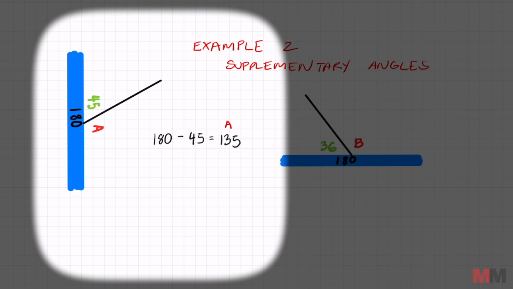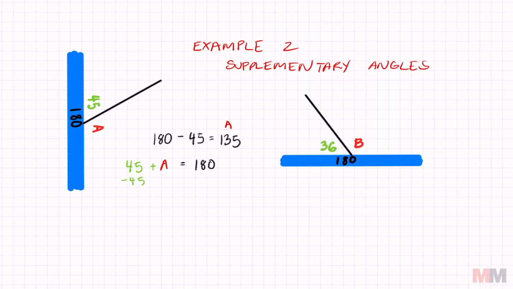Or you can do it the algebraic way. We can do 45 plus A equals, because it's a straight line, it's gonna equal 180. And then all you got to do from there is subtract 45 on both sides, and you will get the angle measurement A, which will also equal 135. And that is it. That one's pretty easy.